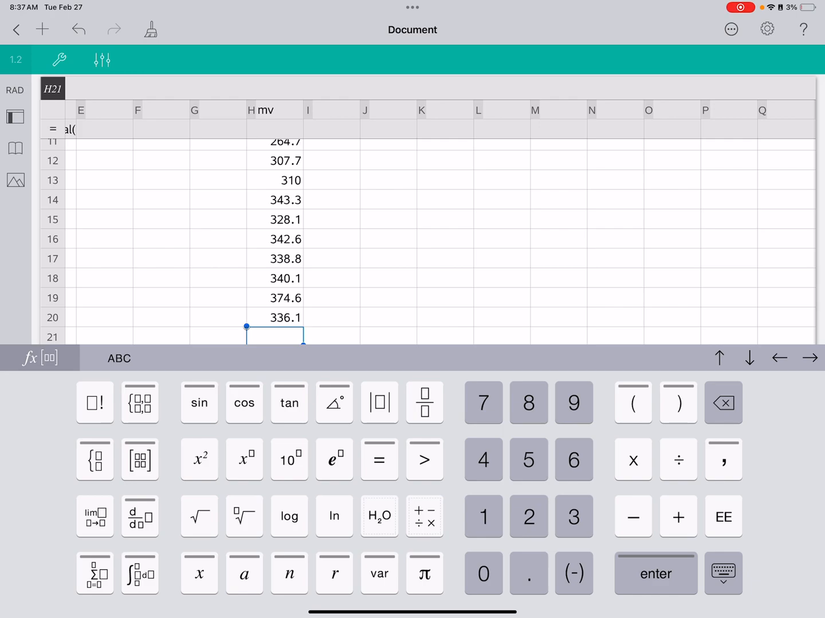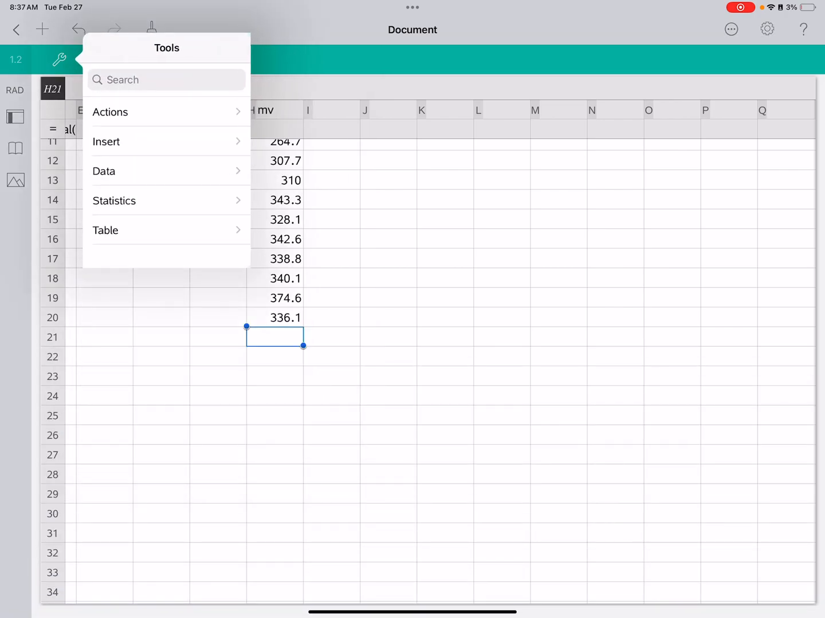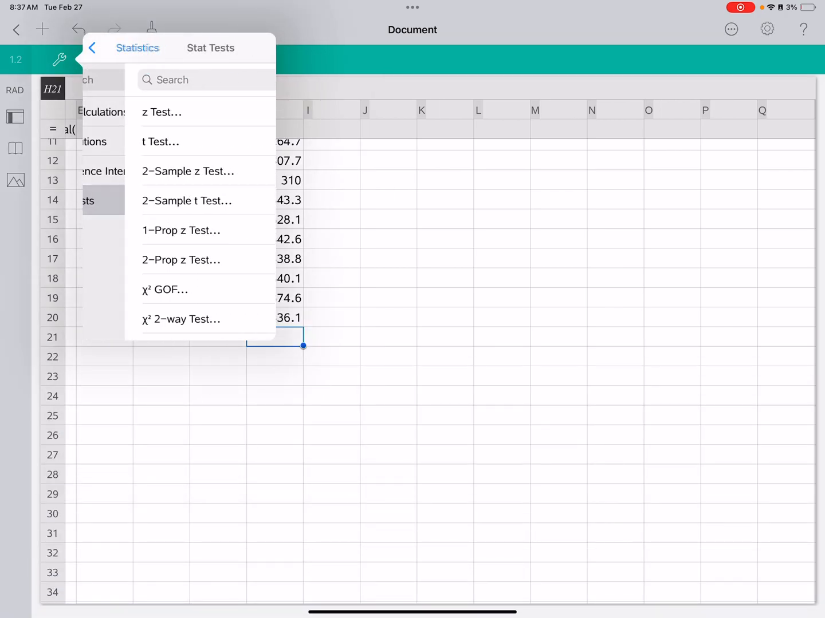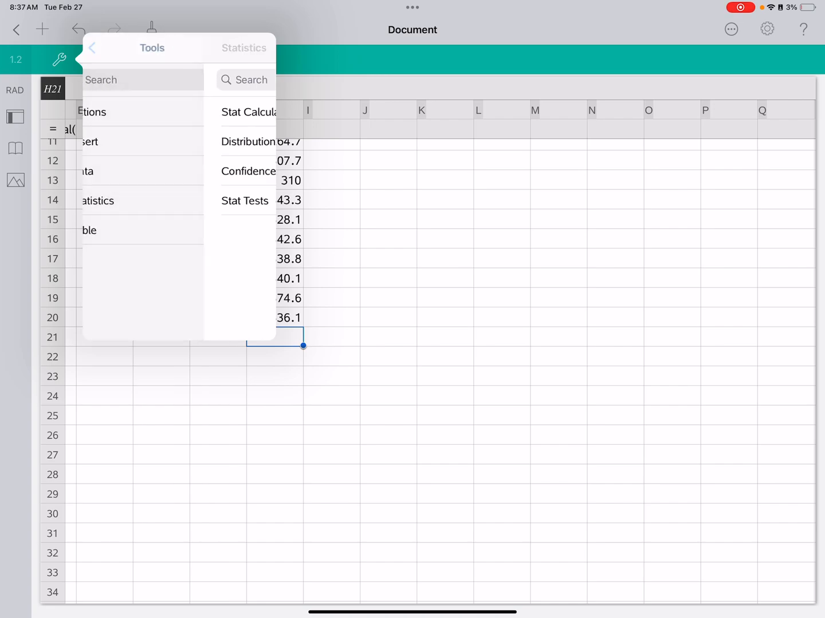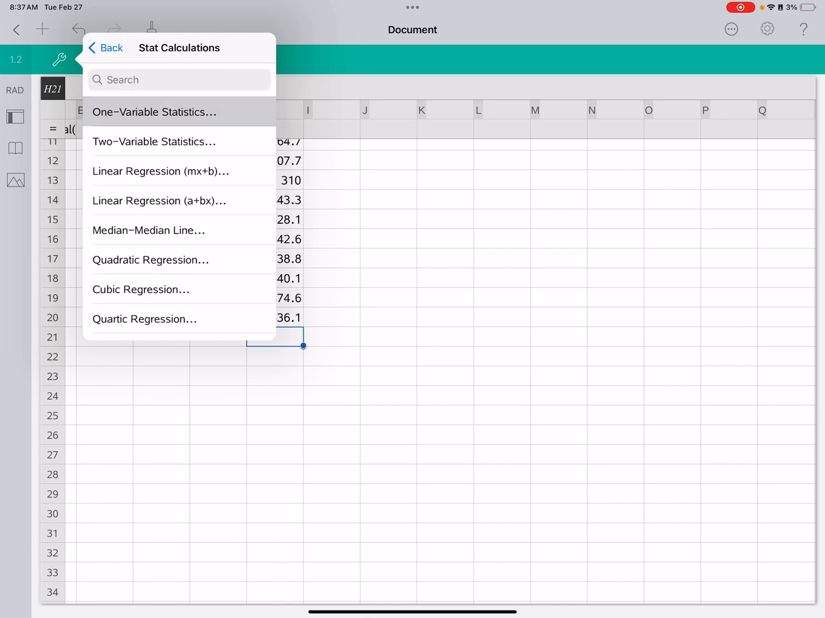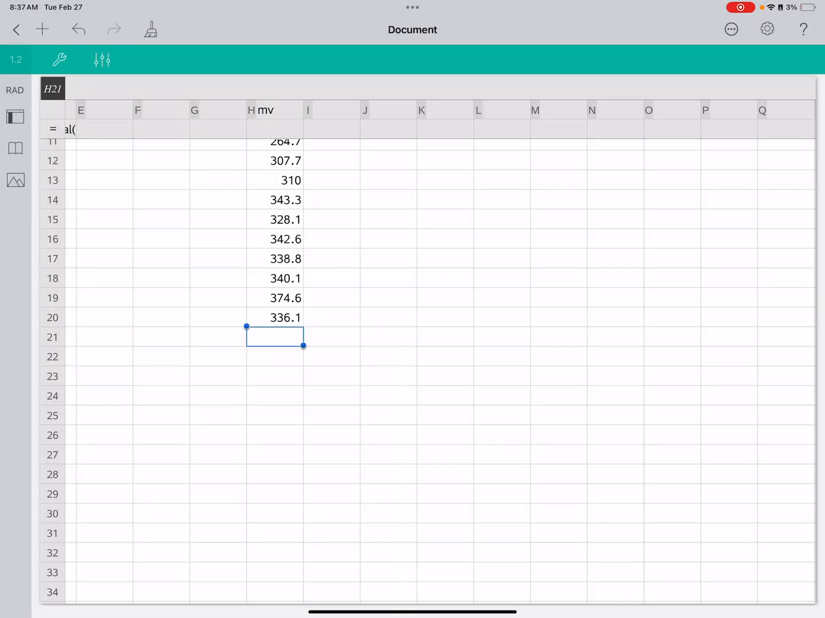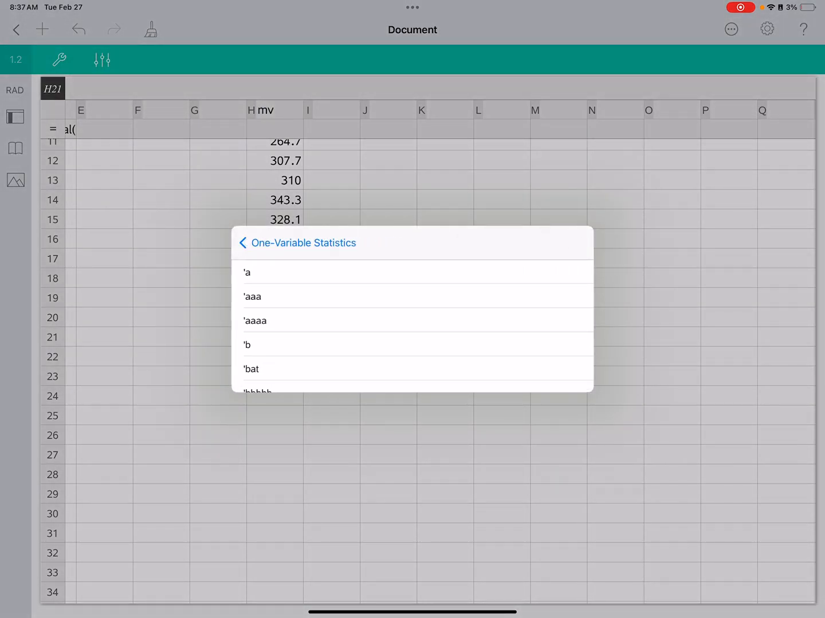Okay, so hopefully you did these along with me. I tried to do it slow so that you guys could follow, and I had it already put in. So, okay, let's go to menu, stat, test, or excuse me, not test. Actually, I haven't done these tests here. So let's do this. Menu, stat, calc. Let's do one-variable statistics. And xlist is MV.